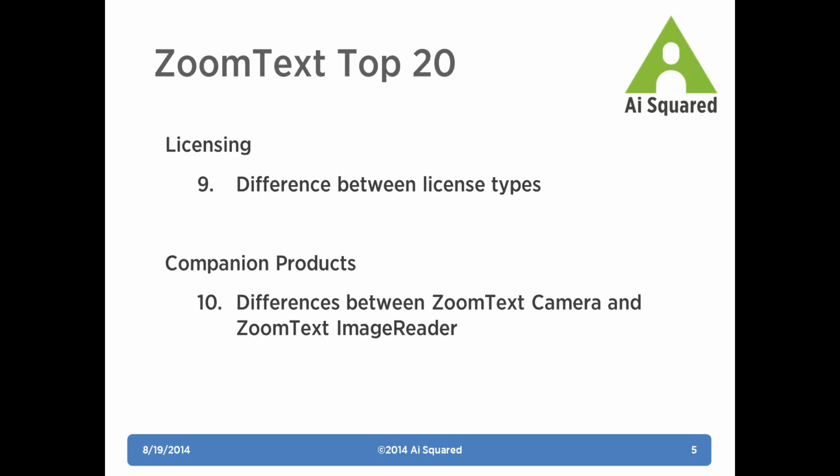Okay, number 10, the differences between ZoomText Camera and ZoomText Image Reader. These are companion products to ZoomText. ZoomText Camera is using an inexpensive webcam, so this makes for an affordable CCTV alternative. So you can zoom in on, let's say you have a newspaper article, and you can apply a color filter to that printed newspaper.